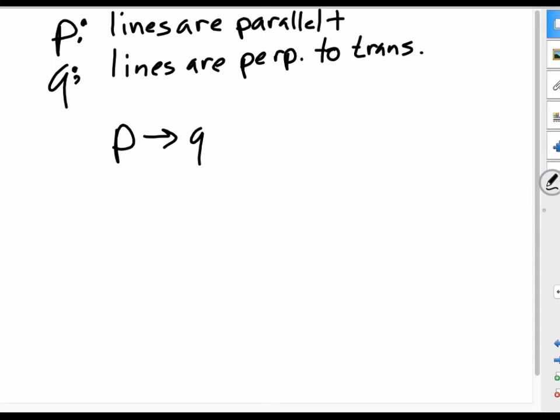Which one was that, 3.9 or 3.10? Huh? 3.10, I believe, right? So this is really 3.10. Yeah, I would say. Now, if I were to write Q implies P, what am I saying? If two lines are both perpendicular to the transversal, then they're parallel. Which one was that? 3.9. Yeah. 3.9.